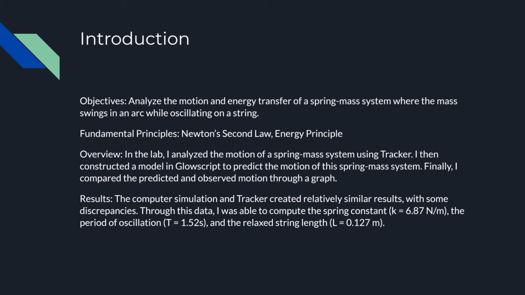The results I found were there were slight discrepancies between the Tracker and GlowScript simulation, but they ultimately had very similar graphs. I was able to compute the spring constant of 6.87 newtons per meter, the period of oscillation, which was about 1.52 seconds, and the relaxed string length, which was about 0.127 meters.